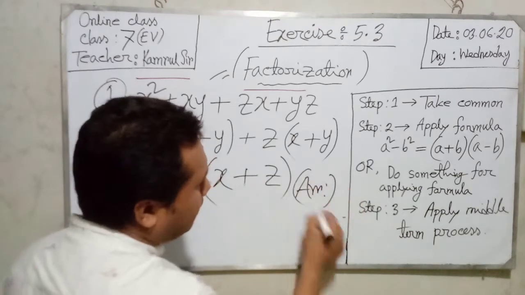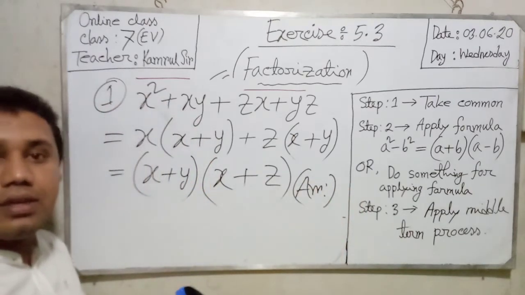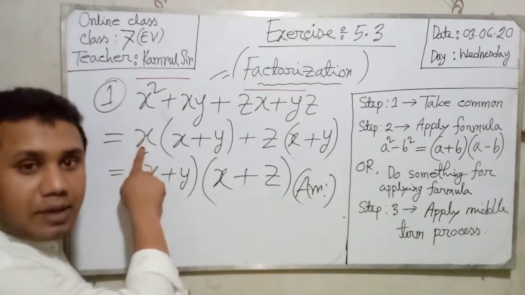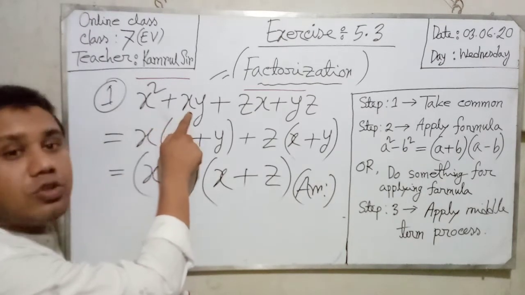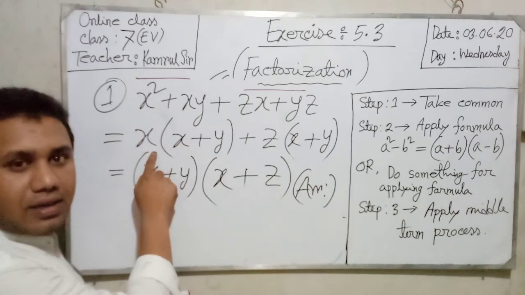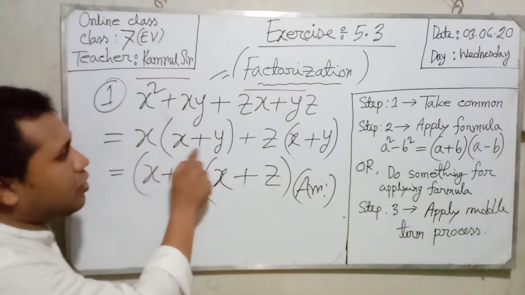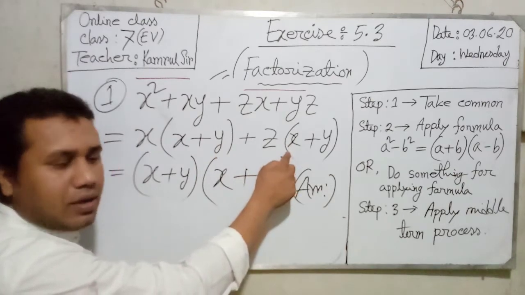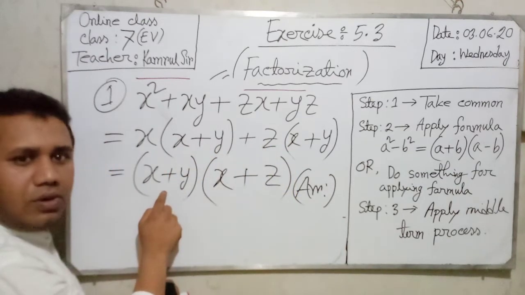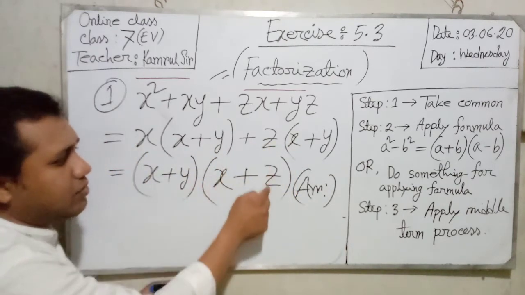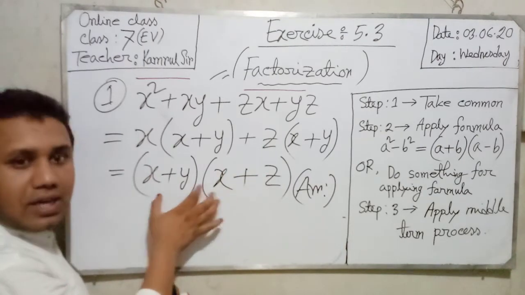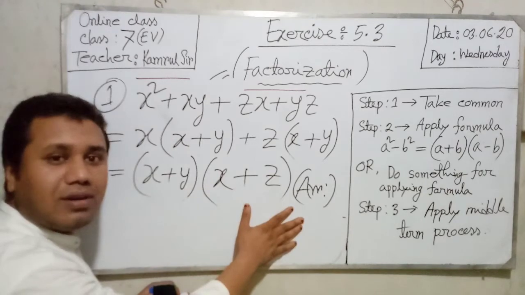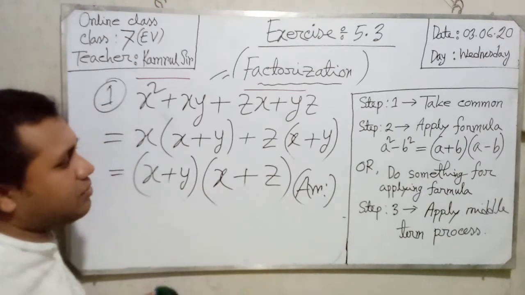Again I am saying common means divide. Clear? If we take x as a common, that means you have to divide these 2 terms by x, and the answer of the division you have to write in this place. Similarly, this one, again x plus y is common. Now write the answer of division. So now this is the multiplication process, that means product. So this is our answer. Clear? This is very simple.